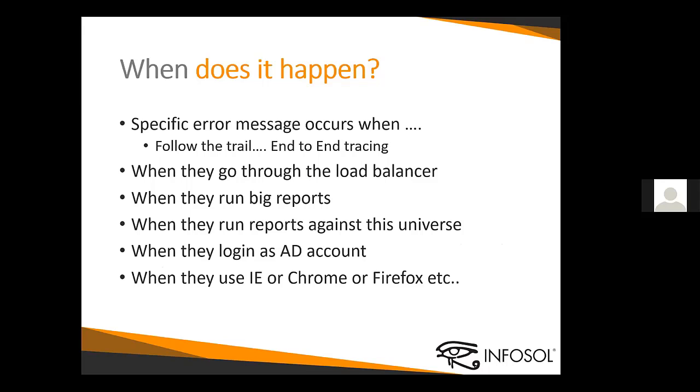When does it happen? Is it happening month end? Are we seeing certain error messages, which may be an opportunity for end-to-end tracing, or just looking at what those specific error messages are about? Is it happening when it's going through the load balancer, or can you go directly to the server and it doesn't happen? So, narrowing down where it's happening.